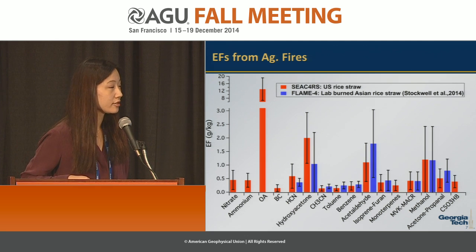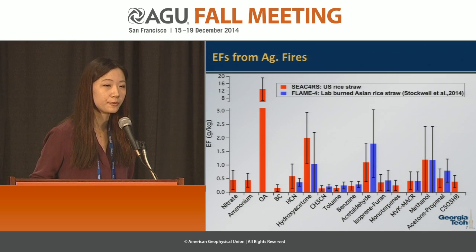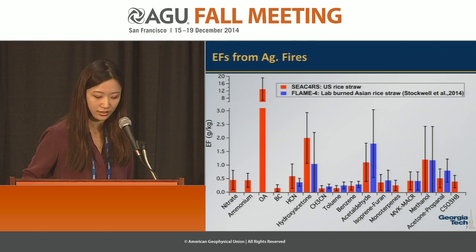Again, we compare the SEAC4RS emission factors with those obtained during FLAME 4 that are already published. In general, the lab and field emission factors agree well. Among these overlapping species, we saw a lot more hydrogen cyanide, hydroxyacetone, and less acetaldehyde in field than in lab. For other species, the lab emission factors are about the same or slightly higher than the field emission factors. And the difference between these two sets of emission factors could be due to different fuel compositions and burning conditions.